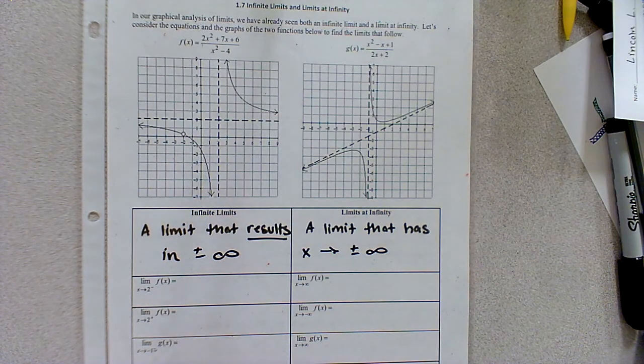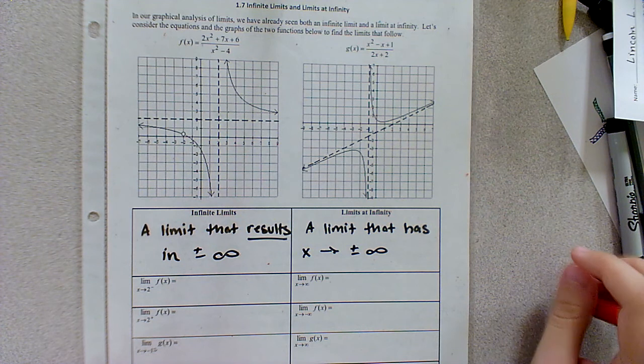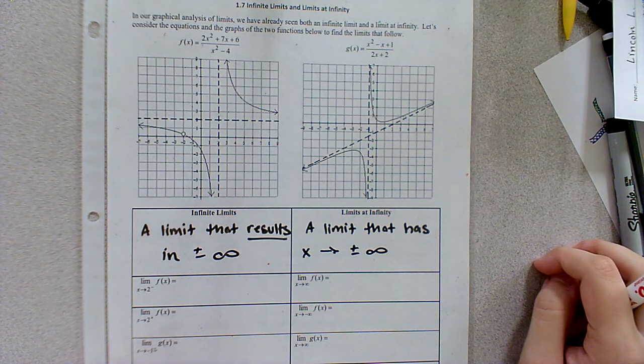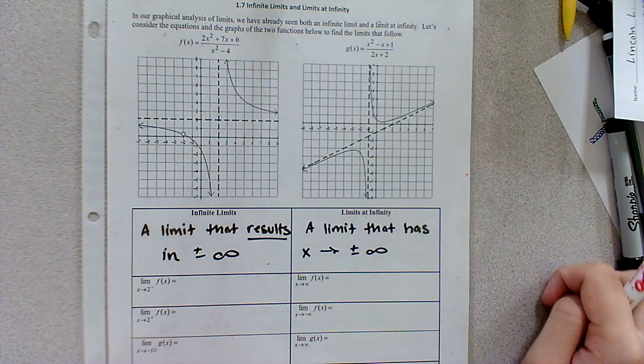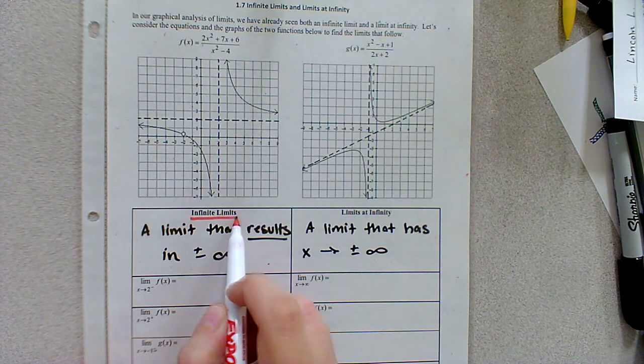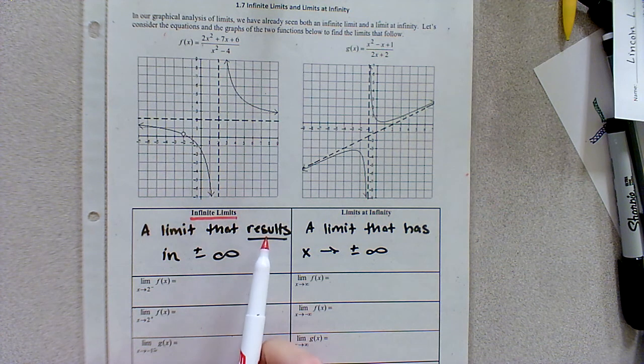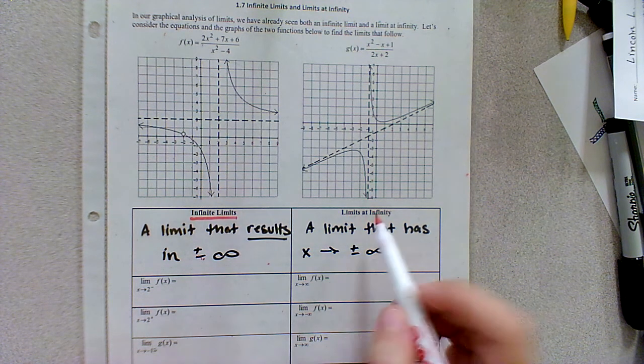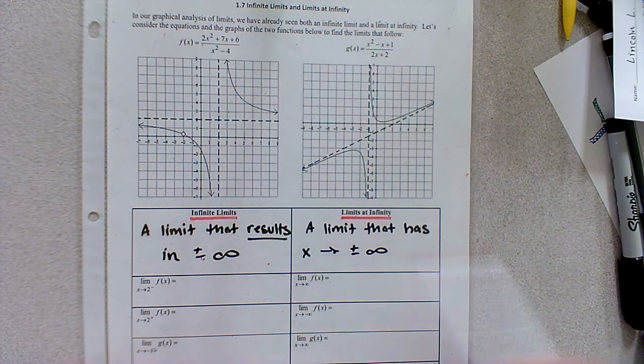So in this last section of Unit 1, we're going to take a look at limits that involve infinity somehow, whether your limit value is infinity or the x of the limit is approaching infinity. So just to define the difference between the two, an infinite limit is a limit that results in, meaning your answer is, either a positive or negative infinity, whereas the terminology limits at infinity is referring to the x variable approaching positive or negative infinity.